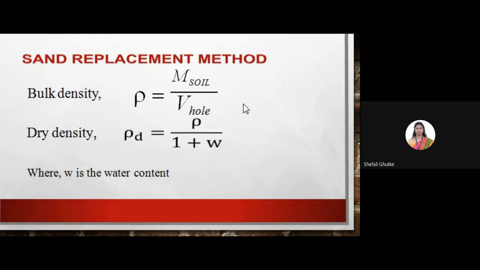So the bulk density will be the mass of soil divided by the volume of the hole. Once we get the bulk density, we can easily find the dry density. Dry density will be bulk density divided by 1 plus water content. And we can find the water content with the help of a drying machine.